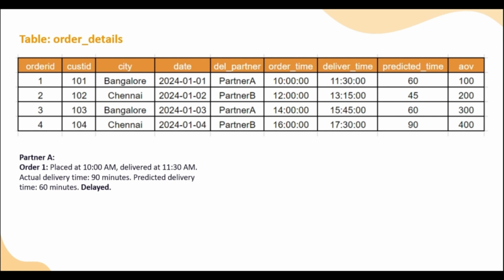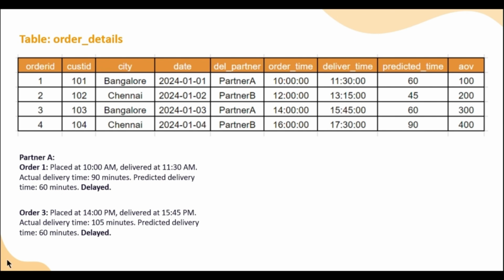Now if we see order number 3, which was delivered by partner A again, it got placed at 2 p.m. and got delivered at 3:45 p.m. So we can say that the actual delivery time between these times is 105 minutes, which is actually greater than the predicted delivery time, which is 60 minutes. So we can say that this order is again delayed.